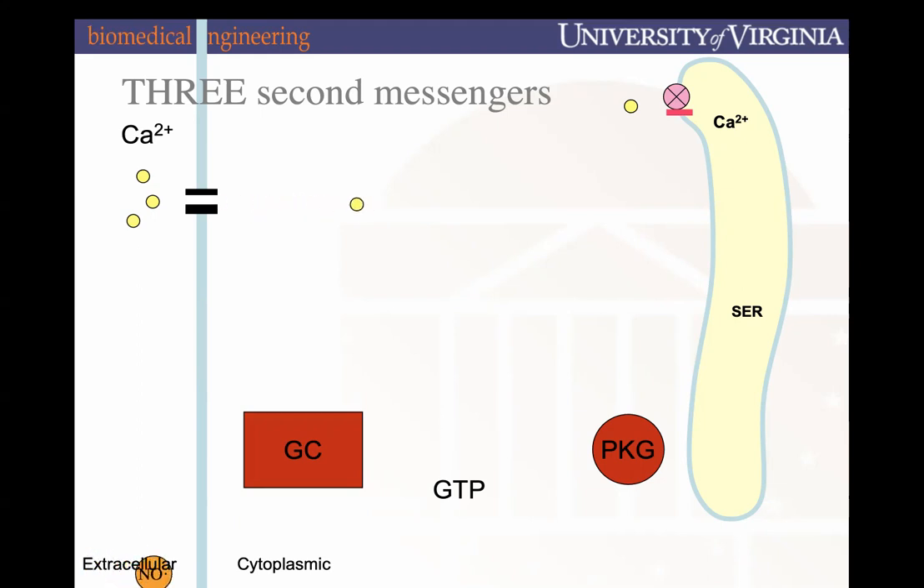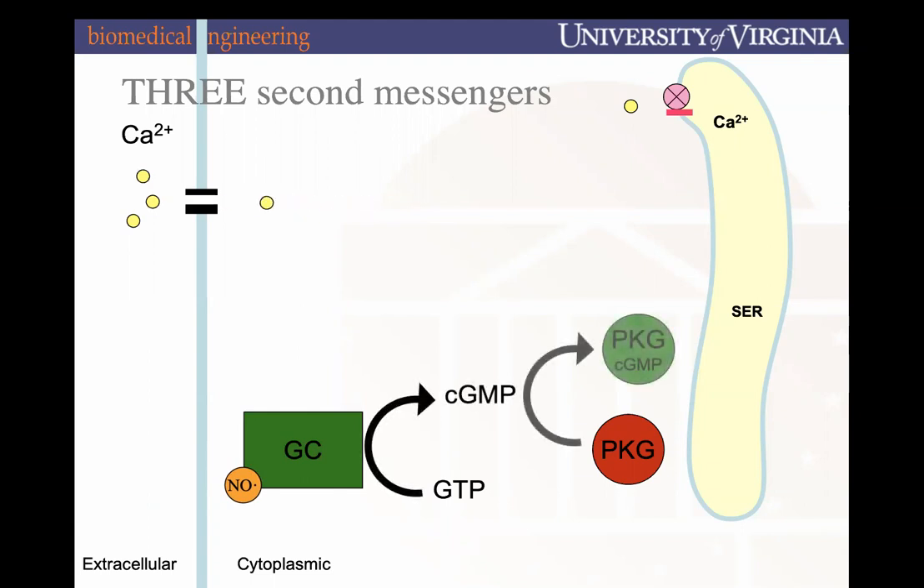And so nitric oxide, it's a gas. It can diffuse across the membrane, and it'll actually bind to guanylyl cyclase. Guanylyl cyclase, similar to adenylyl cyclase, will take GTP and make cyclic GMP.